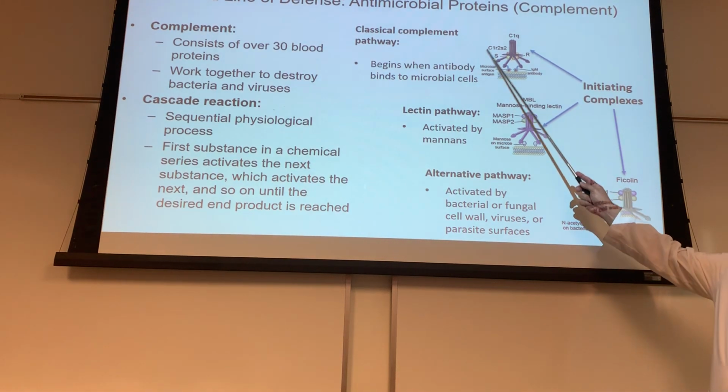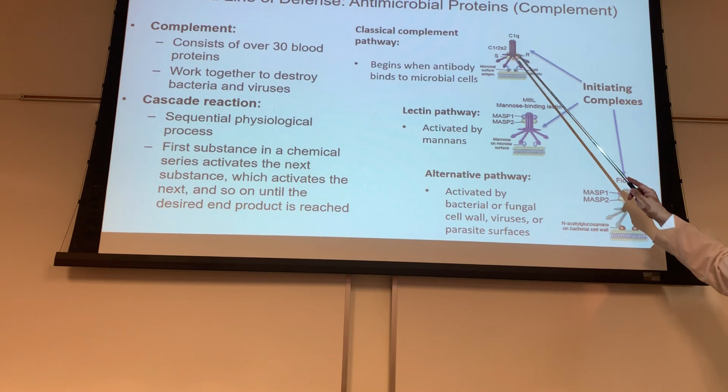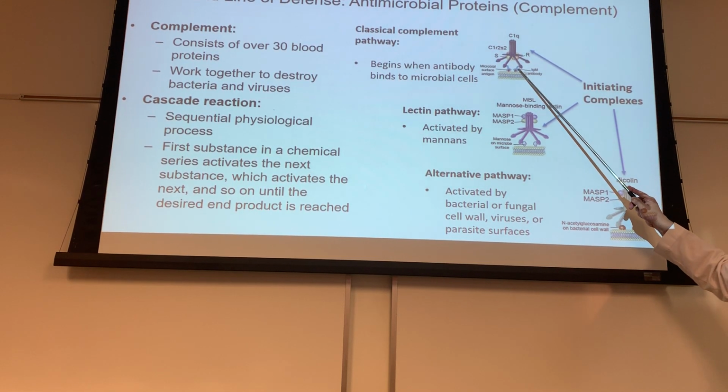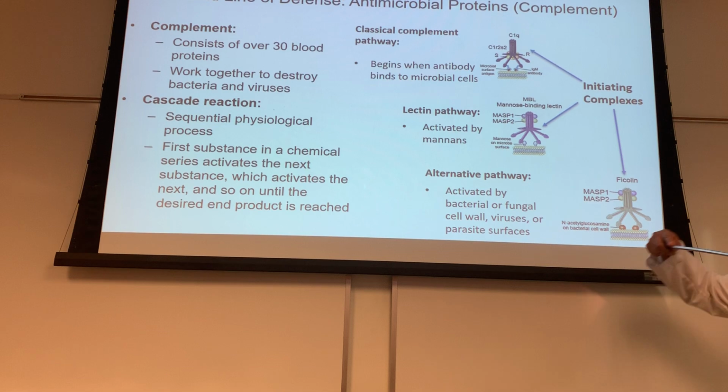So what we're doing here is initiating the cascade by simply producing the bridge or the connection between the C1 and the pathogen. And the bridge is the antibody. Now it grabbed onto it. Now a whole bunch of events are going to happen that will ultimately kill the bacteria.